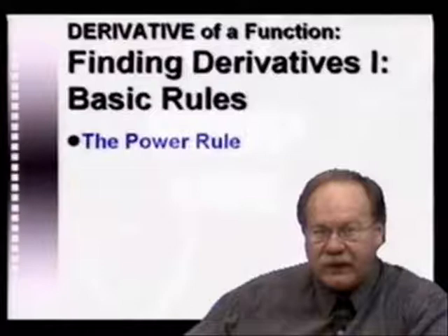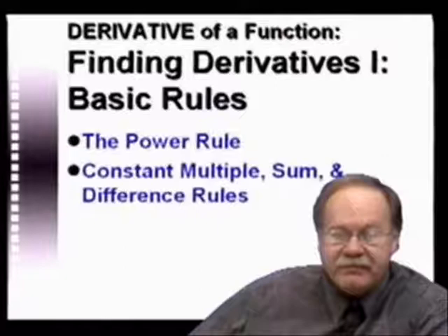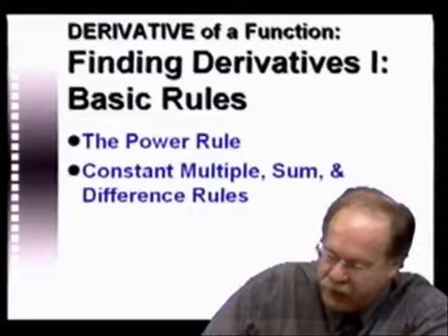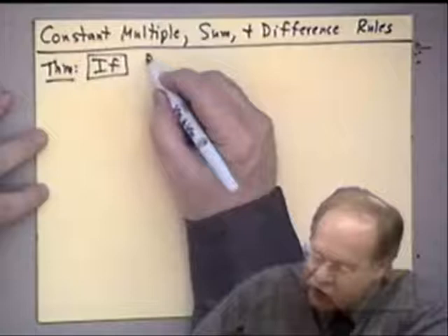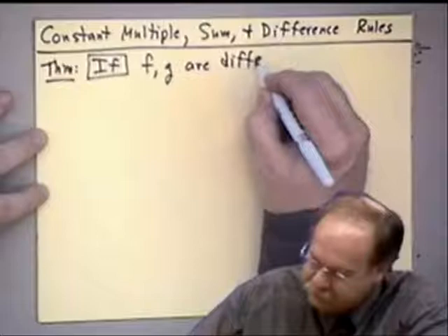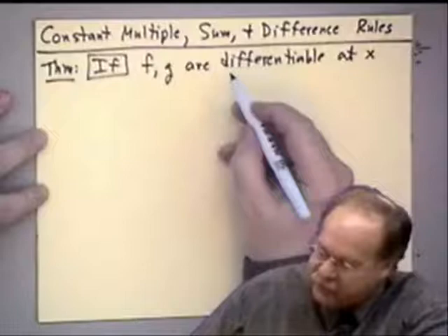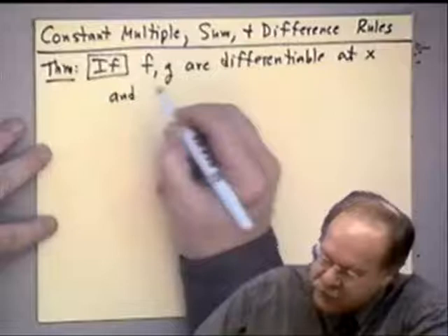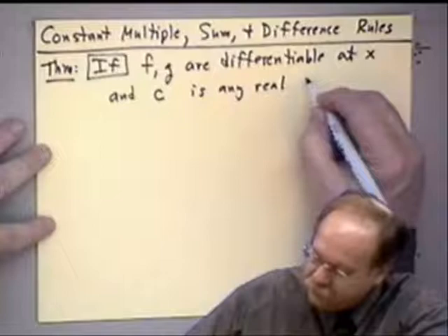The next in our sequence of rules, we'll put all together the constant multiple, sum, and difference rules. And I'll put this all together in one large theorem that goes like this, and then we'll practice. If you have a couple of functions, f and g, and these functions are differentiable at a point x, and differentiable means that these functions have a derivative at x, and I will also need a number here, and c is any real number, then we get the following.